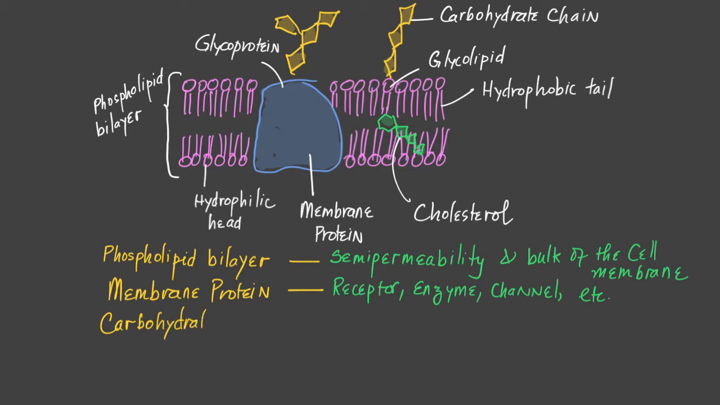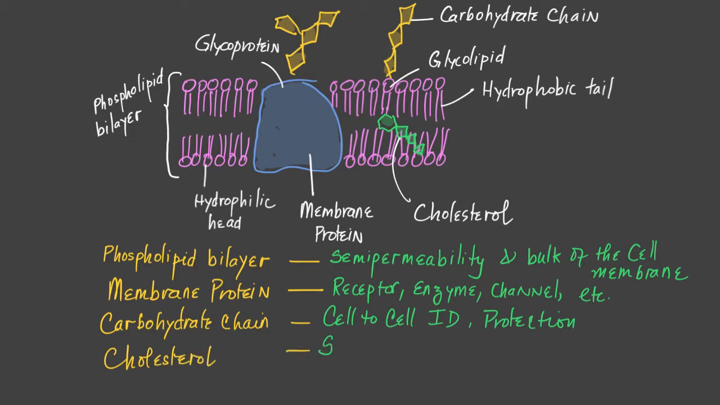The carbohydrate chain, when attached to a protein or a lipid, acts as an identity marker, for cell-to-cell identification. And they also serve a protective function because there are so many of them on the surface of the cell membrane. Cholesterol's function is to stabilize the phospholipid bilayer when the temperature is high and the phospholipid molecules tend to move a little too much.